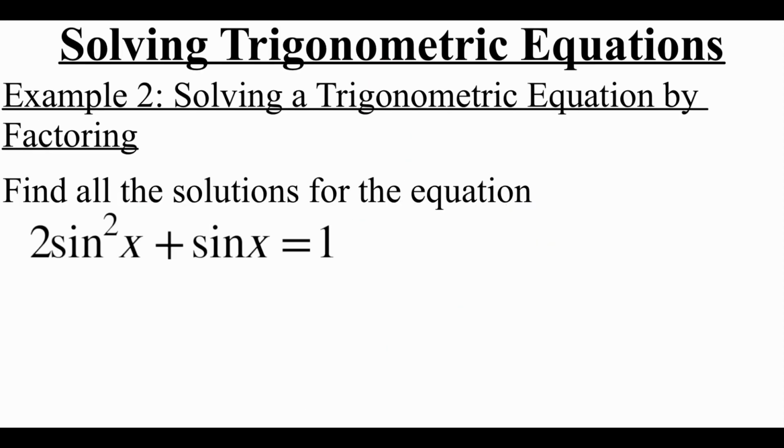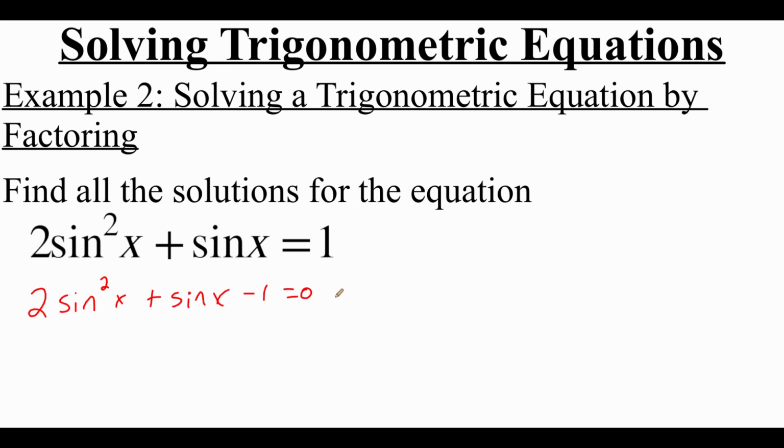Now as we take a look at this equation, we're going to find all of the solutions for the equation 2 sine squared of x plus the sine of x equals 1. Now, this has the looks of a quadratic equation. So what we're going to do first is get this equal to 0 by subtracting the 1 over to the left-hand side. So this is going to say 2 sine squared of x plus the sine of x minus 1 equals 0.